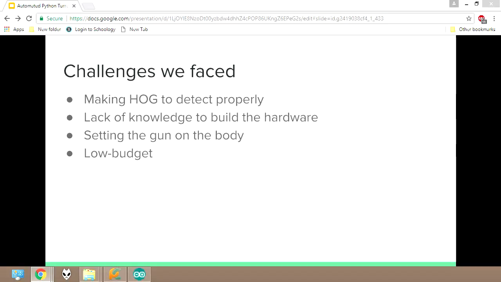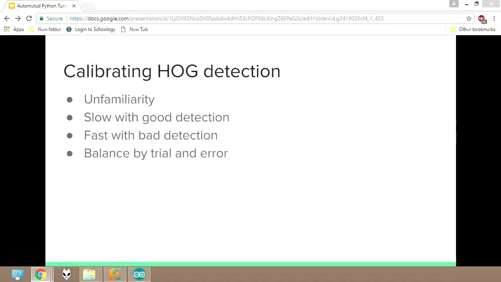But making this was easier said than done. There were a number of challenges we faced during this project in relation to both software and hardware. The first and the biggest challenge was making the HOG detector work properly. Since it was an unfamiliar algorithm for us, it took some time to make it detect humans properly. It required a lot of research to understand how it worked and to modify its parameters to improve the performance.